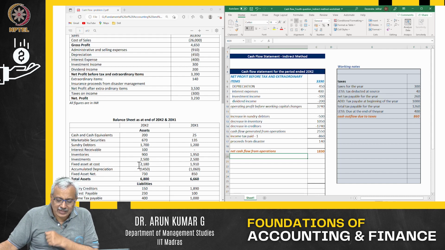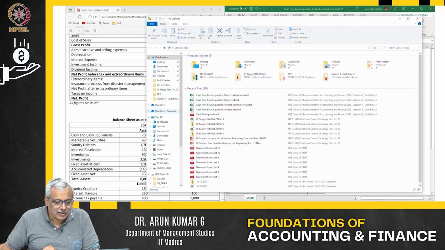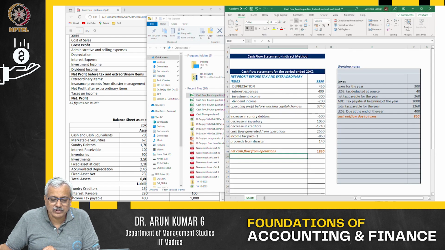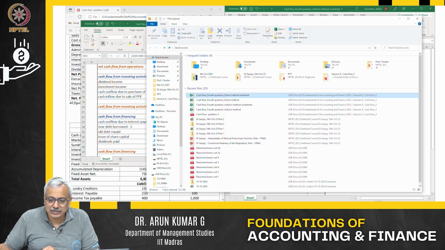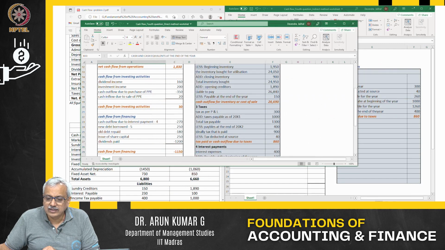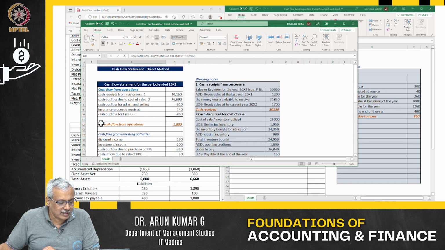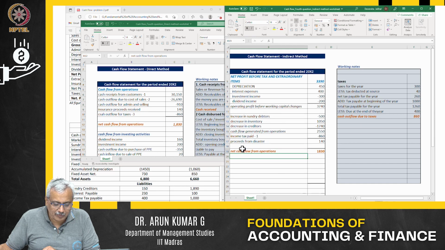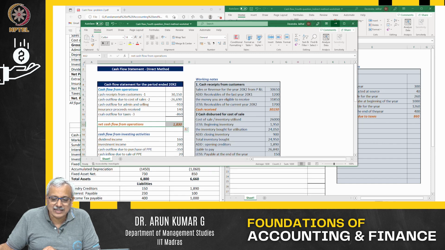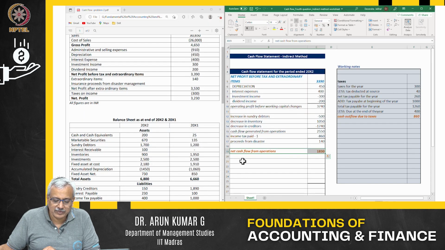So, what did we get in the direct method? Let us open that file and see what we got from the direct method out there. In the direct method, what is the net cash flow from operation? 1830. What is the net cash flow from operation here? 1830 in direct method. So it does not change, the net cash flow remains the same. I am going to suppress this and keep.